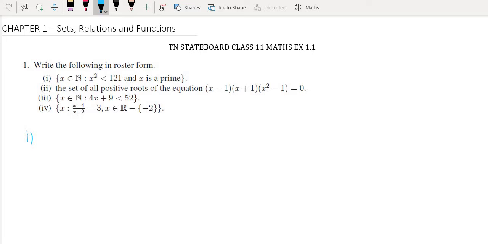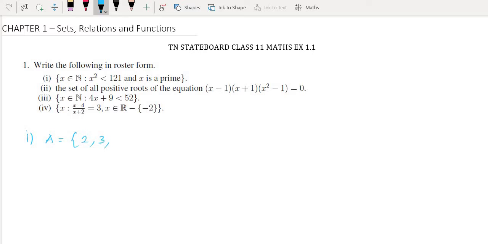So if we take natural numbers, it starts from 1, 2, 3, 4, 5, etc. And that number should be a prime, as well as if you square that number, it should be less than 121. So let me name this set as A. 1 is neither prime nor composite, so 1 we can't take. If we take 2, 2 is a natural number. 2 square is 4 actually, which is less than 121, and 2 is a prime number as well.